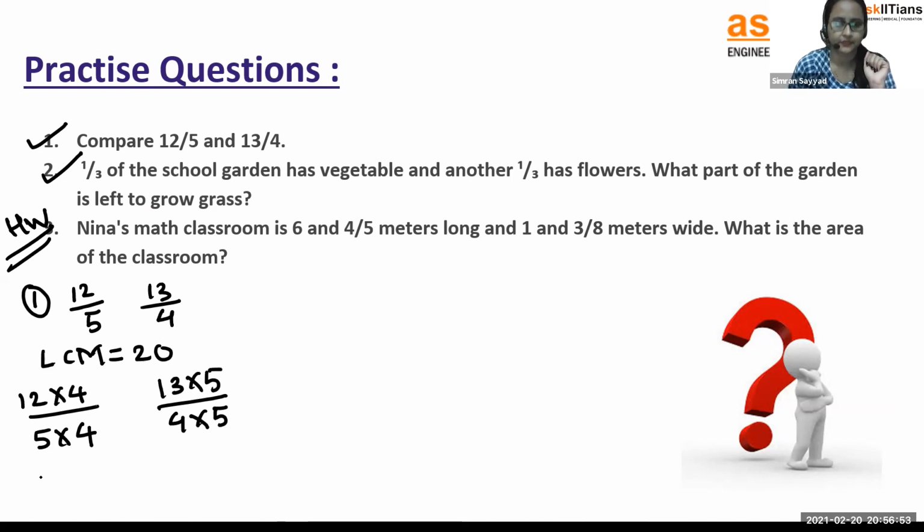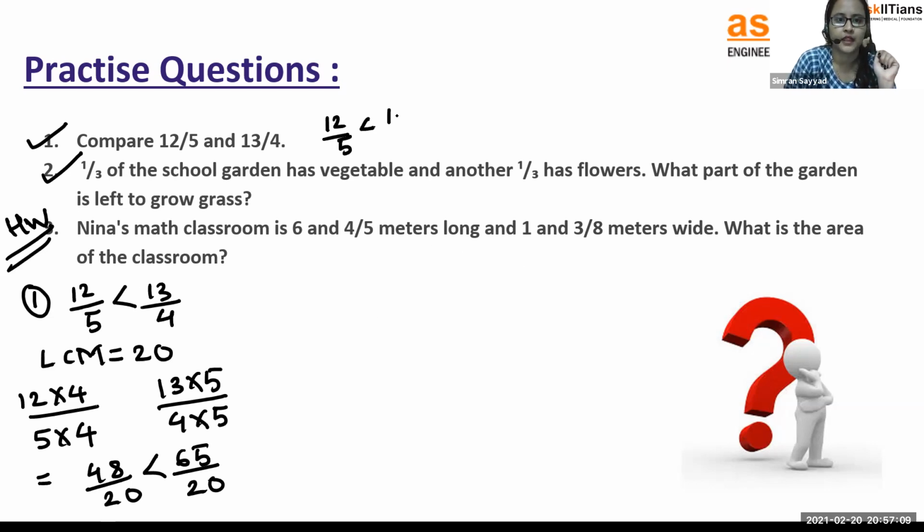So what are you going to get? 12 fours are 48 by 20, 13 fives are 65 by 20. So I can see this is greater. So my answer is 13 by 4 is greater. Yes. So if I compare 12 by 5, then 13 by 4 is greater than 12 by 5. Okay. Let's see the second problem.